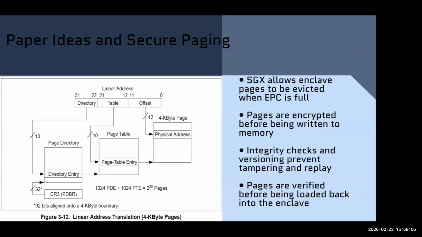Secure paging. To solve this problem, SGX introduces a secure paging mechanism. When the EPC becomes full, enclave pages can be evicted to normal system memory. But before a page leaves the EPC, the processor encrypts the page. In addition to encryption, SGX generates integrity metadata, including a message authentication code and version information. This prevents an attacker from modifying the page or replacing it with an older version later. When the page is needed again, it is loaded back into the EPC and verified. If the integrity check fails, the page is rejected.